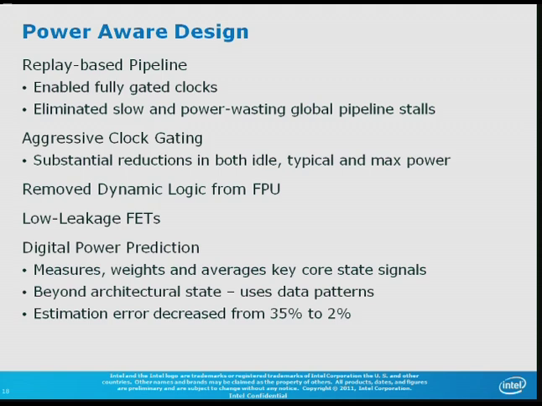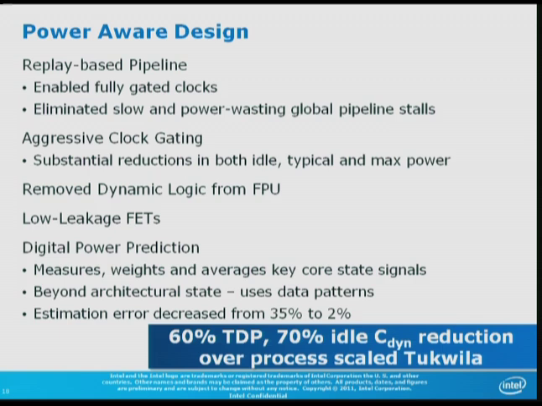Poulson also implements a digital power estimation similar to Tukwila by measuring and weighting key architectural or microarchitectural state. But this goes beyond that on Poulson to actually look at data patterns on key buses. And this reduces our power estimation error from 35% down to 2%, especially over the smaller time windows that Poulson uses for estimation. All of this results in a 60% TDP, 70% idle dynamic switching capacitance reduction over our hypothetical process scale Tukwila.